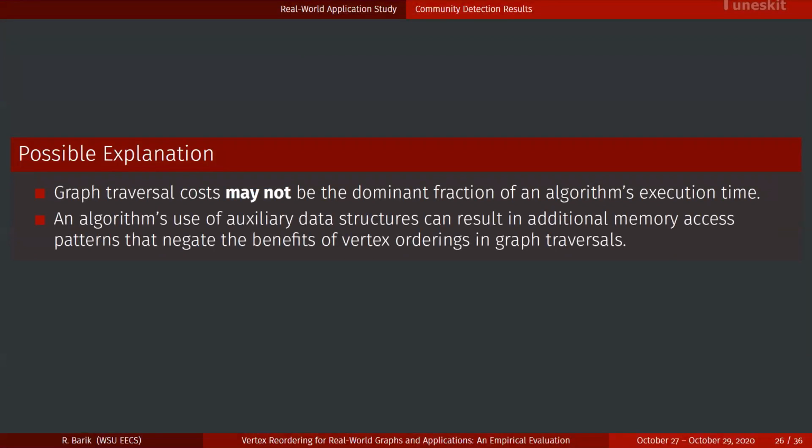We believe that the graph traversal costs may not be the dominant factor in the algorithm's execution time. The algorithm's use of auxiliary data structures can result in additional memory accesses that negate the effect of ordering.